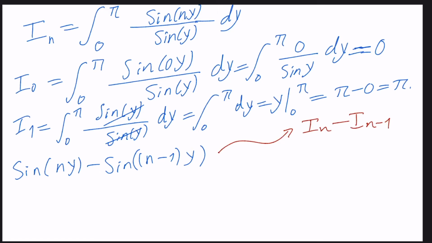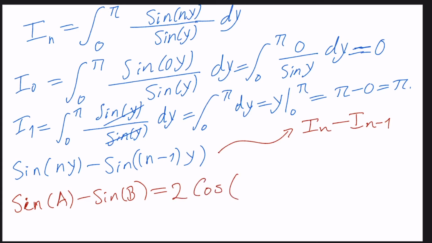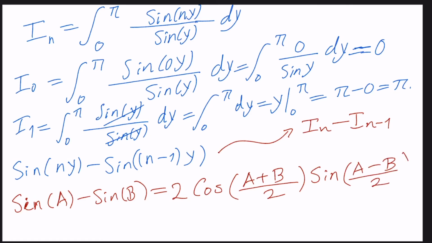Why do I use this approach? Because there is one property that maybe you should remember from trigonometry: sine of A minus sine of B is equal to 2 times cosine of (A plus B) divided by 2, times sine of (A minus B) divided by 2. Okay, we have this expression. What will happen if we use this?